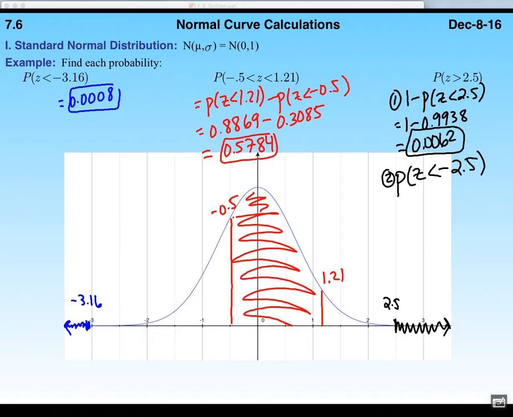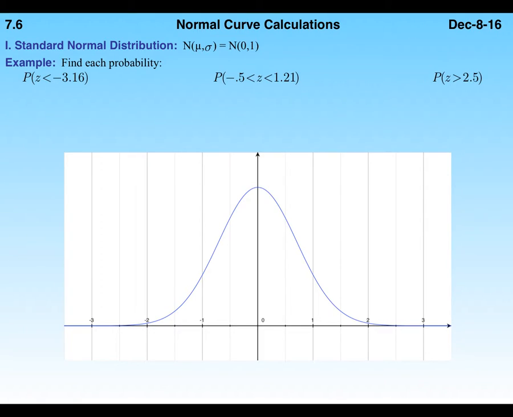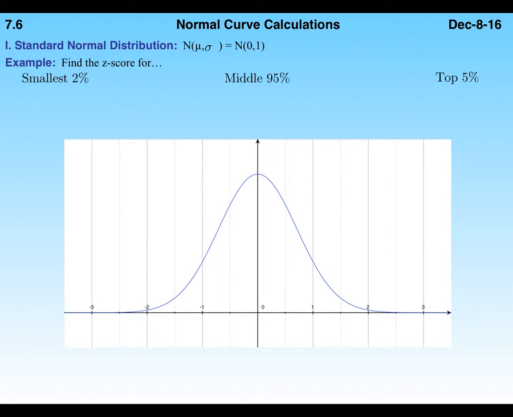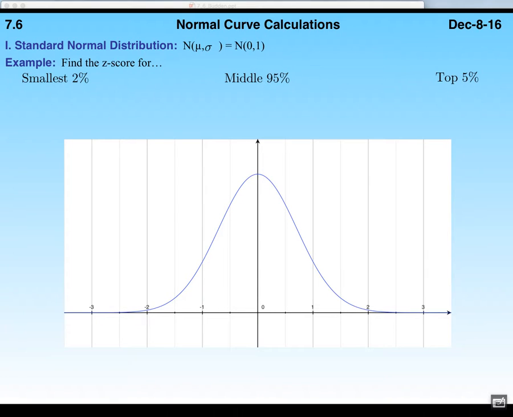For the next examples, we're going to be working in the opposite direction. In this case, I gave you a z-score and asked you to find a probability. Now I'm going to give you a probability and ask you to find a z-score. The first example: find the z-score that corresponds to the smallest 2% of the distribution. The smallest 2% is going to be somewhere over here. We don't know what the z-score is, so I always mark it as z star. Then shade, and that probability is 0.02. It's the lowest 2%.